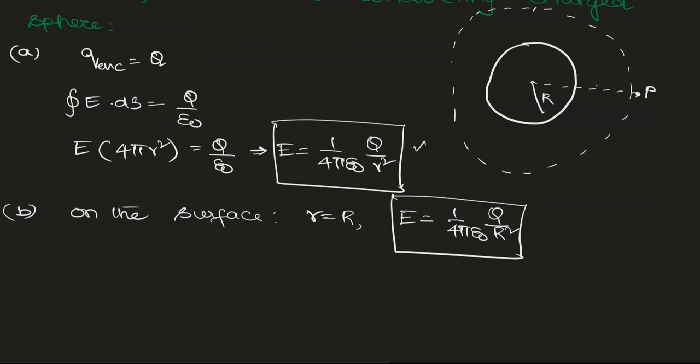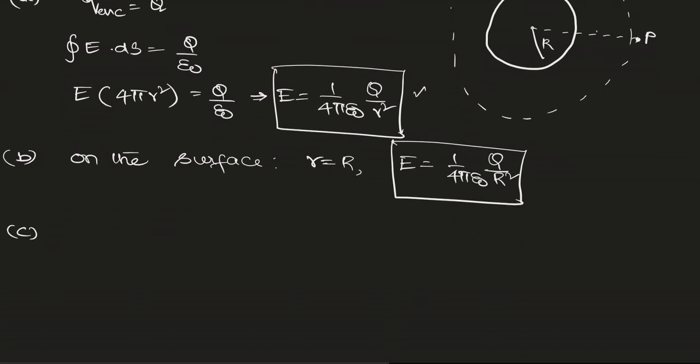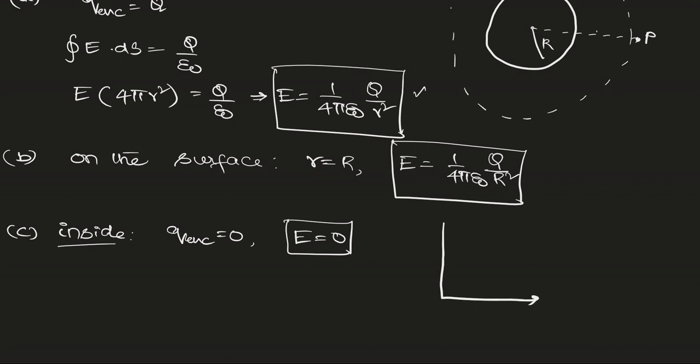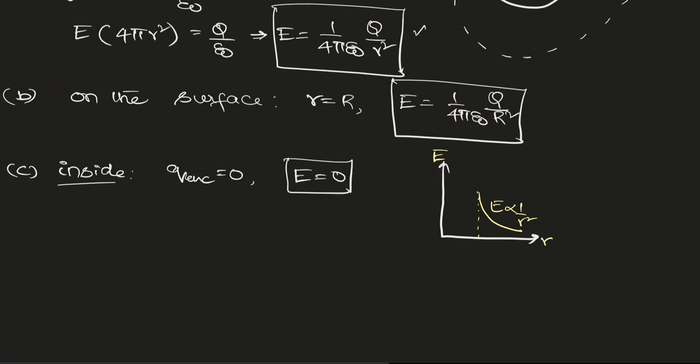And if suppose they asked at a point inside, for an inside point, charge enclosed is 0 and hence electric field will be 0. So if we draw a graph between electric field and distance, inside it is 0, outside it is inversely proportional to r square. This kind of question you can expect based on a conducting charged sphere.